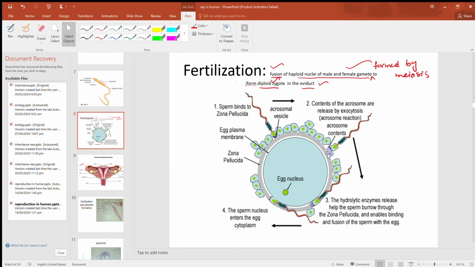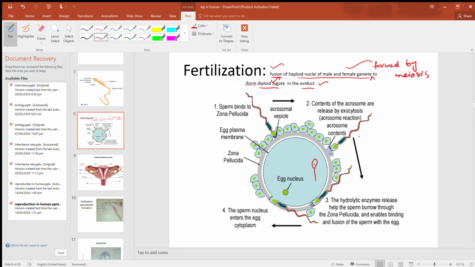This jelly coat of the egg is digested by the enzyme which is secreted by the acrosome, which is present on the head region of the sperm. Fine. So the acrosome will secrete enzyme to digest the jelly coat of the egg, and only one of the sperm will be able to penetrate inside the egg. And when one sperm penetrates inside the egg, the jelly coat will change its outer covering and become impermeable to the rest of the sperm.